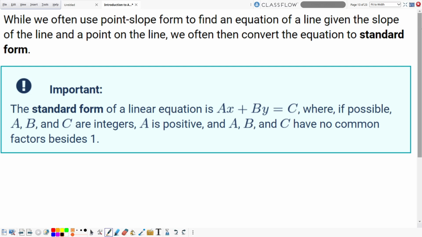So sometimes we write these equations in what's called standard form. Standard form is real nice, compact, easy to look at and work with. It goes like this. Standard form of a linear equation is ax plus by equals c, where a, b, and c are integers. A should be positive. It's just one of those rules. And a, b, and c have no common factors. We'll see what that looks like, because I'm going to convert our answer to standard form anyway.